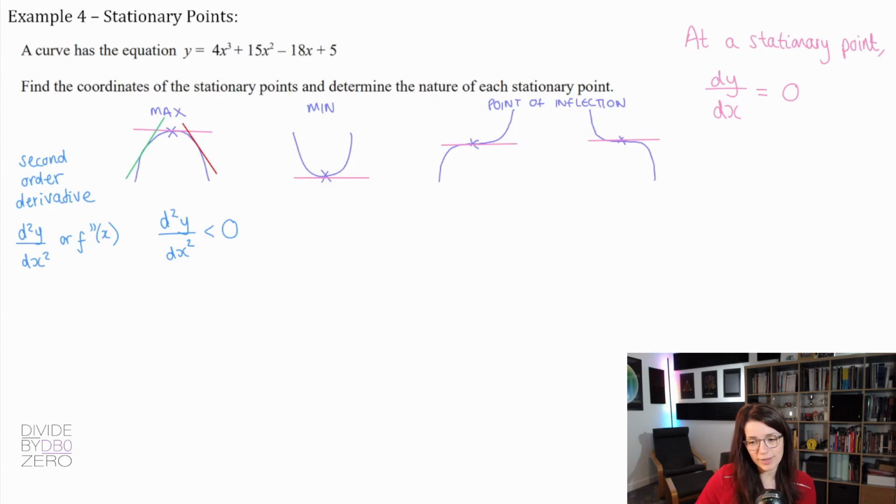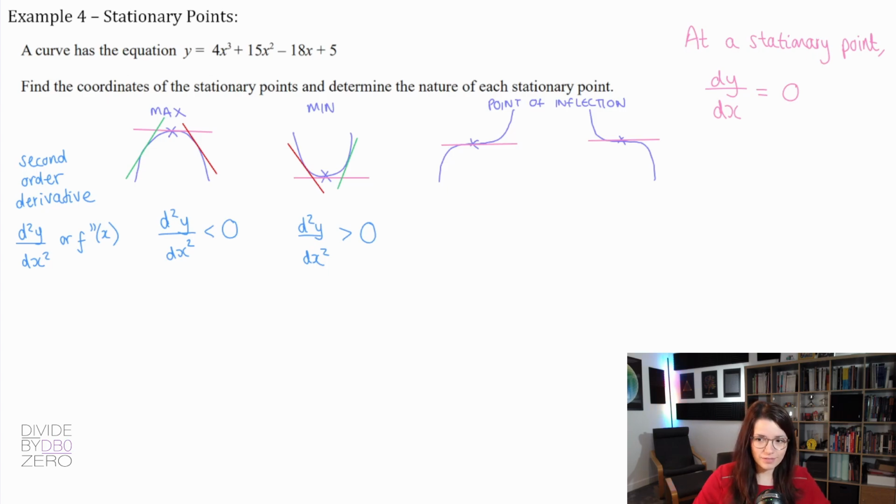At a minimum point, we have the opposite thing happening. So the second derivative is actually going to be greater than 0, or positive, because either side of that stationary point, the gradient is going from negative to positive. So the gradient is increasing.